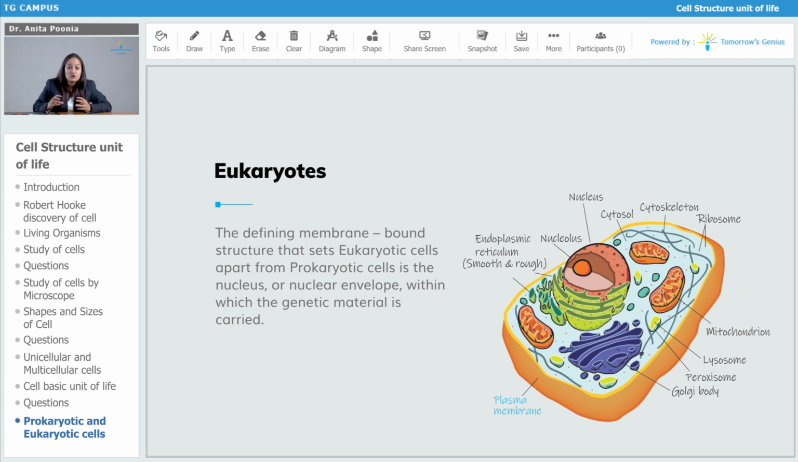Now, in eukaryotes, just like I explained, the defining membrane bound structure that sets the eukaryotic cells apart, different from the prokaryotic cell, is the nucleus or the nuclear envelope within which the genetic material is carried. Examples are the plant cells or the animal cells, right?